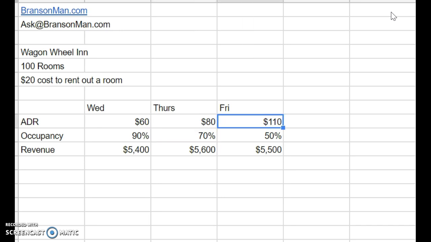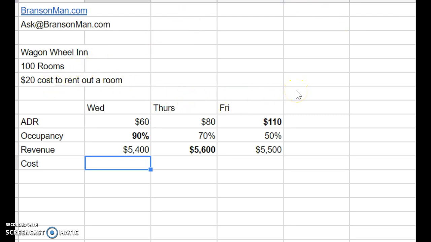So I'm going to do this. I'm going to see if I can highlight the leader in each line. That's the leader ADR. That's the leader in occupancy. Here's the winner for revenue. Now, don't forget our cost. Not our cows, our cost. Our cost is $20 a room. We got to clean the room. We got to feed them breakfast.